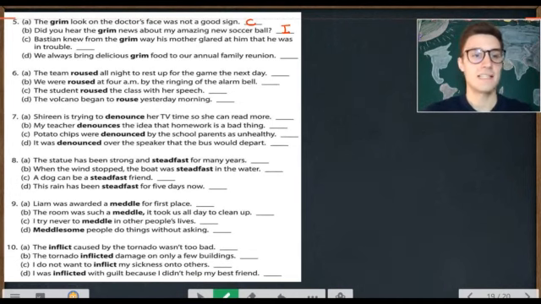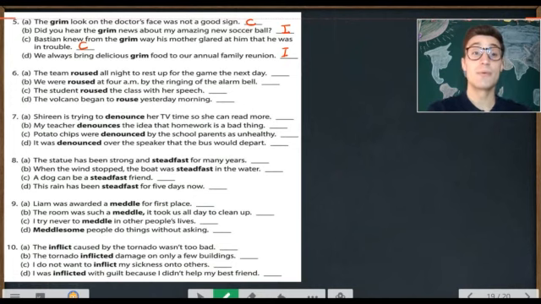C. Bastian knew from the grim way his mother glared at him that he was in trouble. Correct. D. We always bring delicious grim food to our annual family reunion. Incorrect. Number 6A.